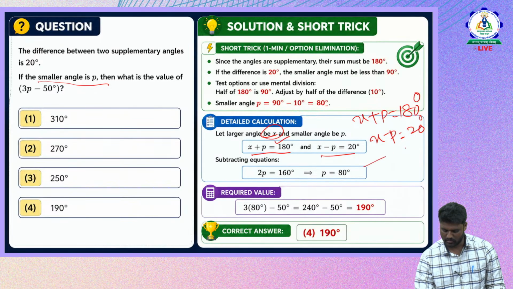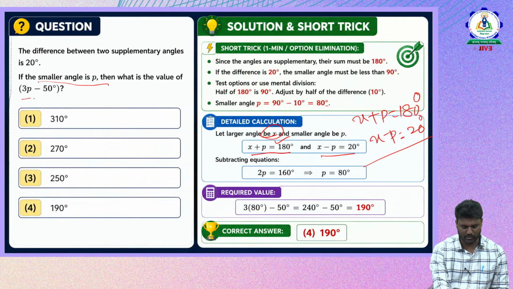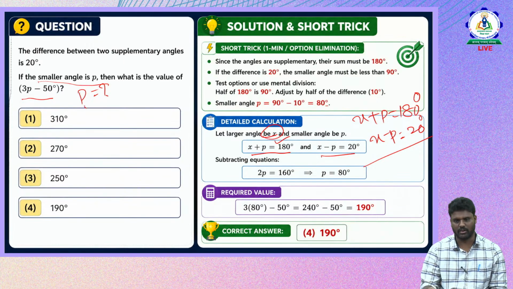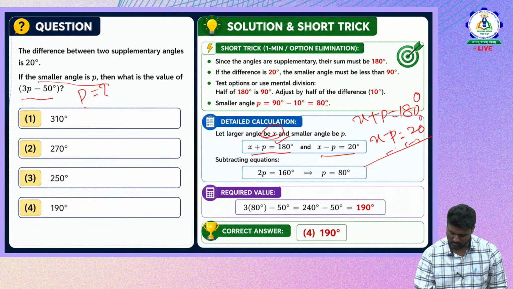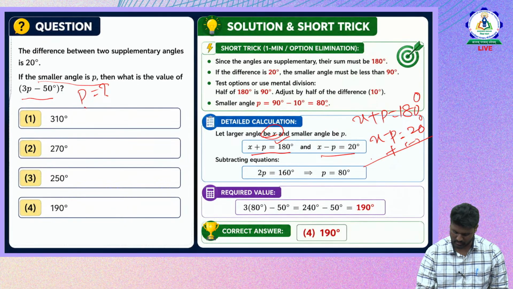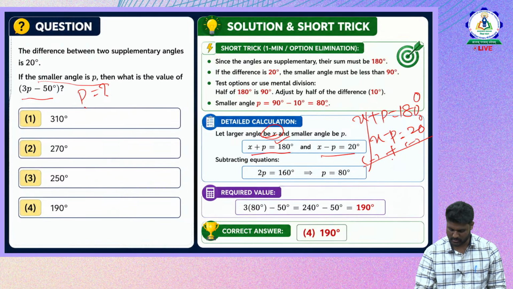Now let us try to find the value of 3p minus 50 degrees. That means we need the p value first. We don't know the p value, so from these two equations we are trying to identify it. When you subtract, plus x minus x both get cancelled, plus p becomes 2p, and 180 minus 20 becomes 160 degrees.